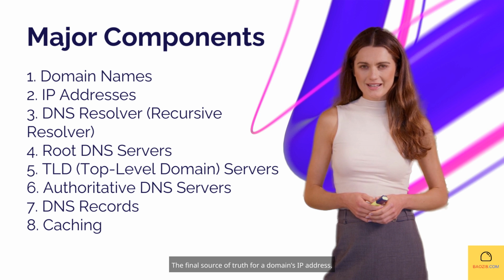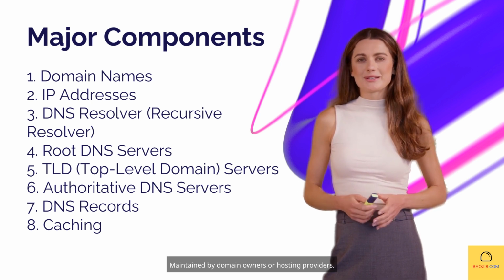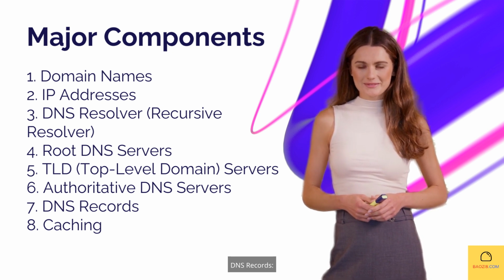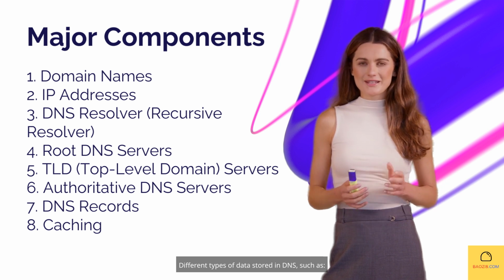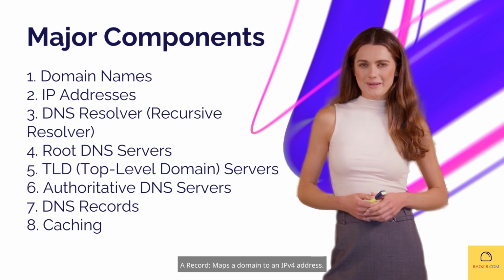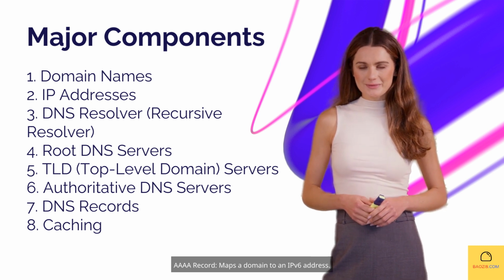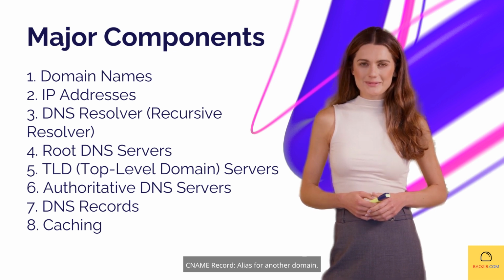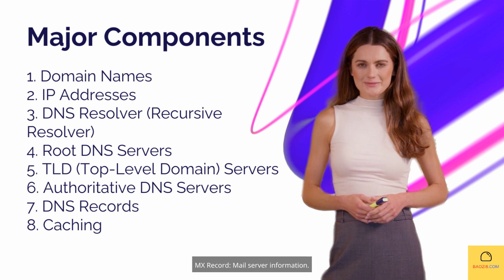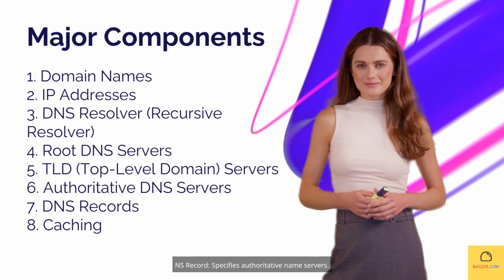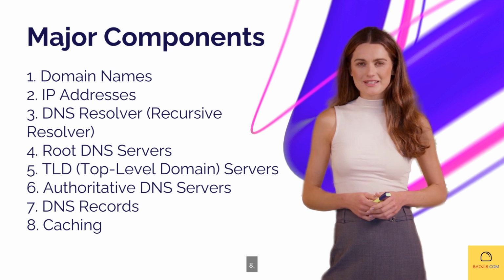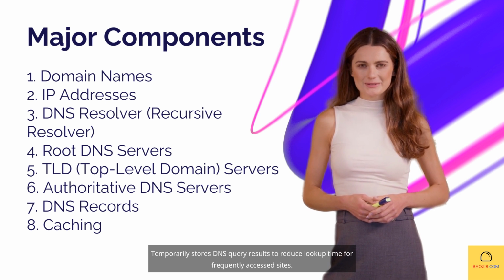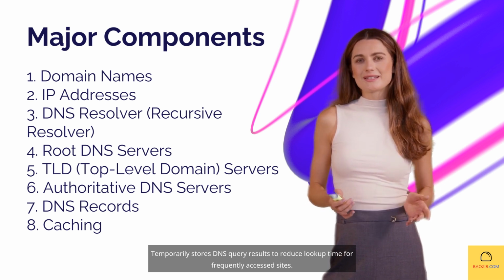6. Authoritative DNS servers. The final source of truth for a domain's IP address, maintained by domain owners or hosting providers. 7. DNS records. Different types of data stored in DNS, such as A record, maps a domain to an IPv4 address. Quad A record maps a domain to an IPv6 address. CNAME record, alias for another domain. MX record, mail server information. NS record, specifies authoritative name servers. 8. Caching. Temporarily stores DNS query results to reduce lookup time for frequently accessed sites.